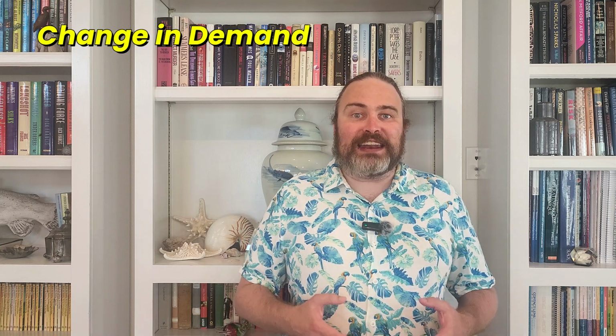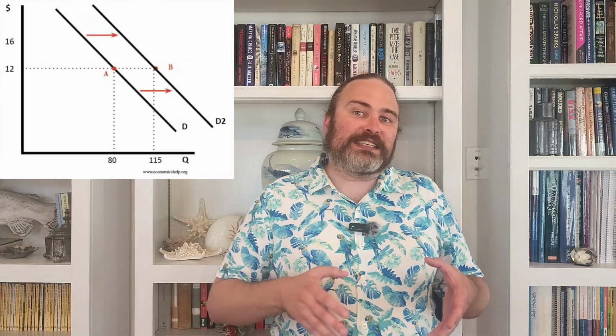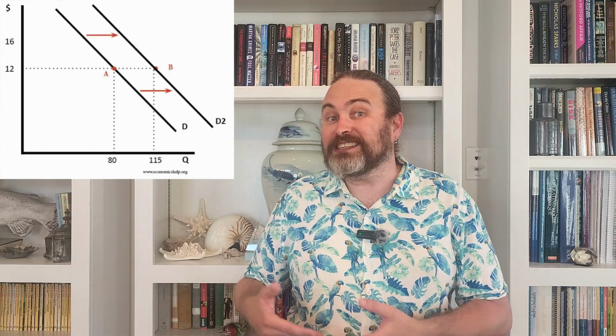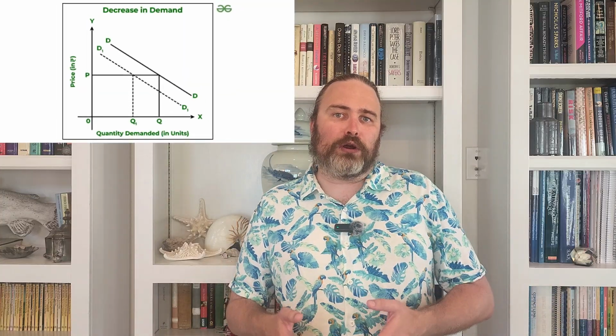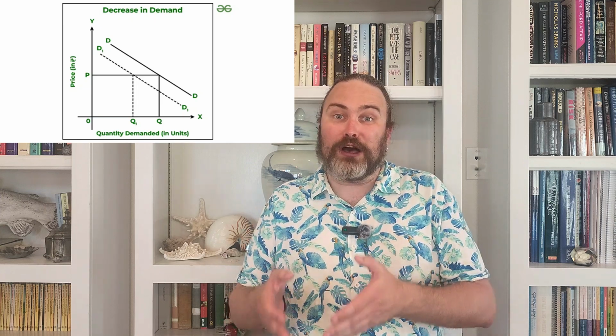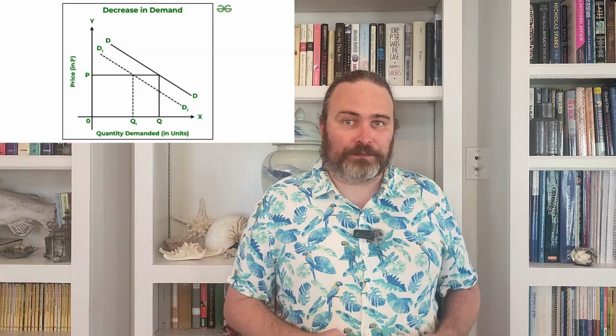More important, and what we're going to focus on for the rest of this video, is a change in demand. That is a shift of the demand curve, left or right, an increase or decrease in demand. An increase in demand is a shift of the demand curve to the right. It is a higher quantity at each given price, or a higher price at each given quantity. It's the way algebra works. Both of those things mean the same thing. A reduction in demand is a leftward shift of the demand curve. It is a lower quantity demanded at each price, or a lower price at each quantity.